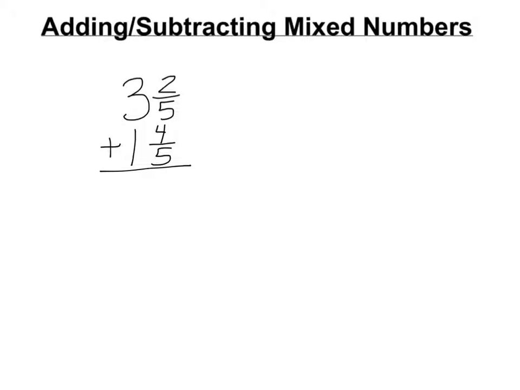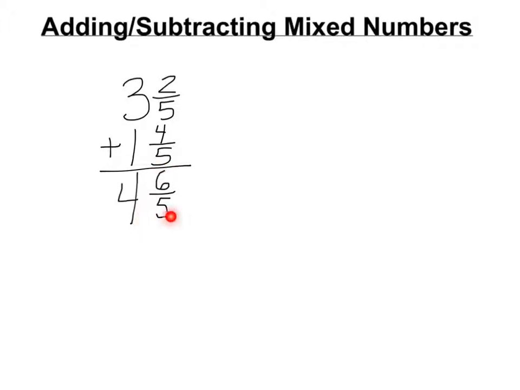So add these up. Let's start with the smallest stuff and move to the biggest stuff. So 2 pieces plus 4 pieces is a total of 6, and those pieces are all fifths. 3 and 1 makes 4. Now when we get our answer out, we need to check, can we reduce? Can we change improper fractions to mixed numbers?